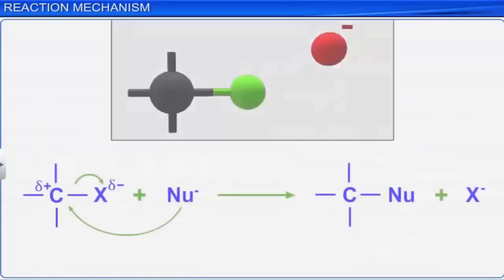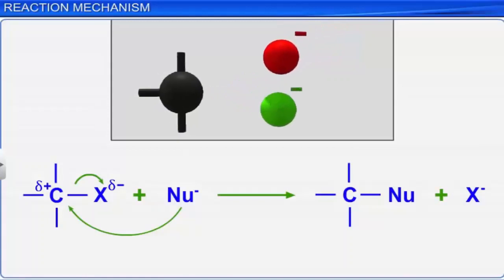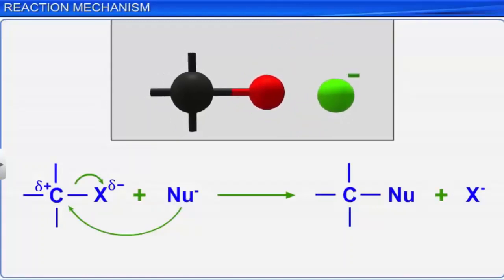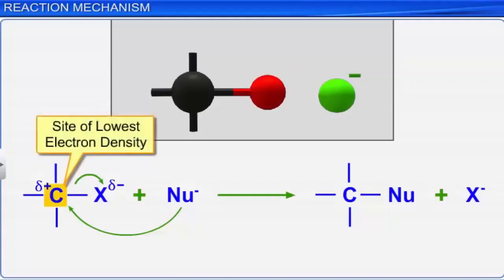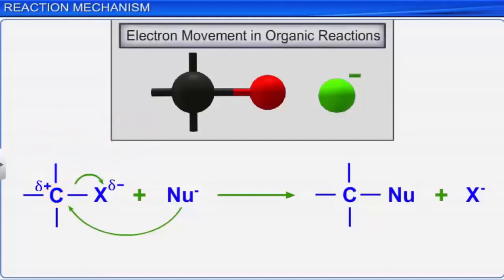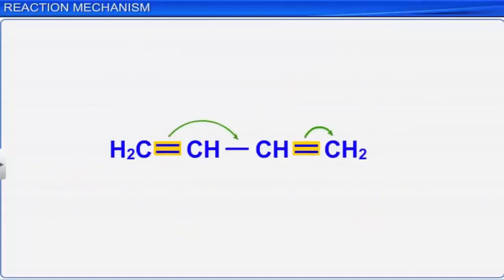A reaction initiated by a nucleophile is called a nucleophilic reaction. Nucleophiles always attack the substrate molecule at the site of minimum electron density. The movement of an electron pair in organic reactions is denoted by a curved arrow. The curved arrow starts from the point where an electron pair is shifted and ends at the final location where the pair of electrons may move.